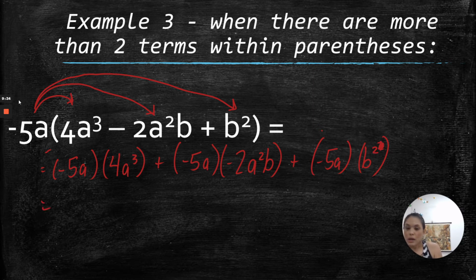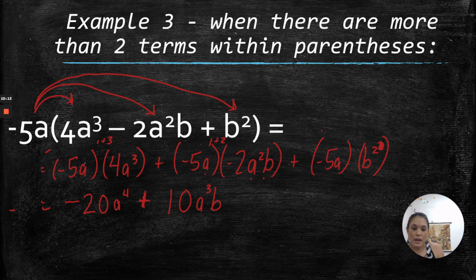Okay, so negative 5 times a positive 4 is a negative 20. I'm multiplying these variables that are the same base, so I'm going to add 1 plus 3. This is a to the 4th power plus negative 5 times a negative 2 is a positive 10. I'm multiplying two numbers with the same base. This is 1 plus 2. This is a cubed. And then we only have this b, so we're going to bring that down.